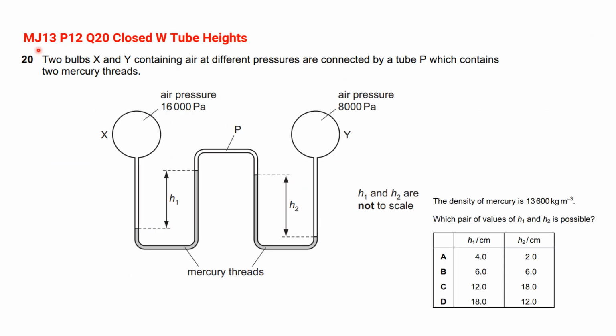This question is from May-June 2013, paper 12, question 20. Two bulbs X and Y containing air at different pressures are connected by a tube P which contains two mercury threads. The density of the mercury is 13,600 kilograms per cubic meter. Which pair of values of H1 and H2 is possible?